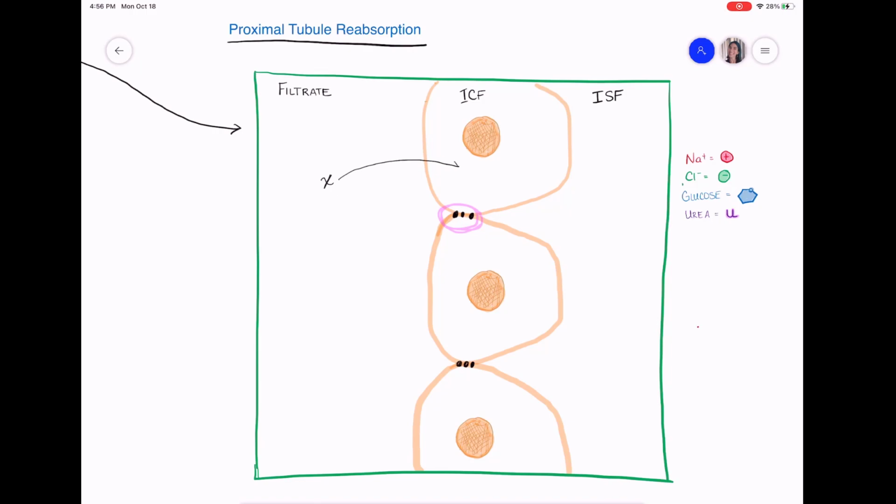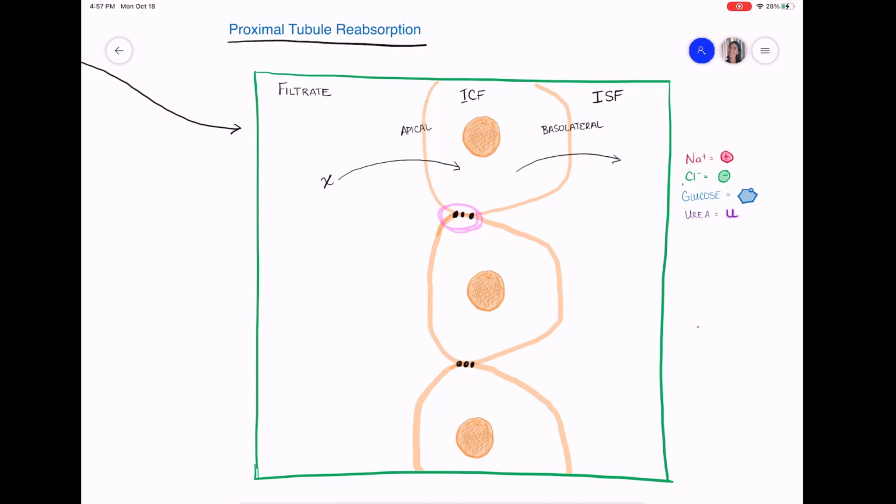Now, reabsorption, remember, is going to be at least a 2-part process. If I have solute X, then it needs to be able to move across both the apical and the basolateral membrane. So both of those steps need to happen in order for reabsorption to be achieved. Now we're going to map out some of our solutes.